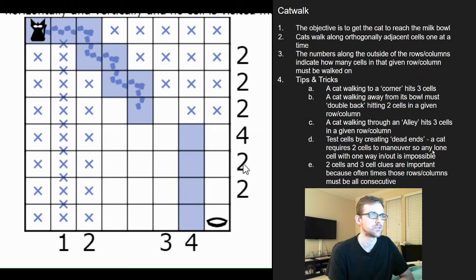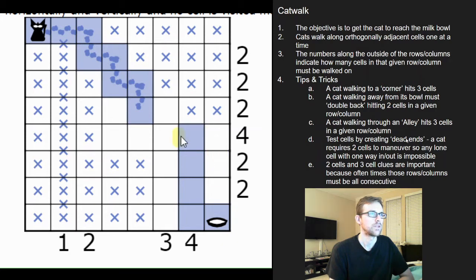And now with these 2s, I know they're going to be adjacent to these. So I can actually X out those. This is a dead end down here, so I can X those out. That's his pan. I'm going to highlight that one.